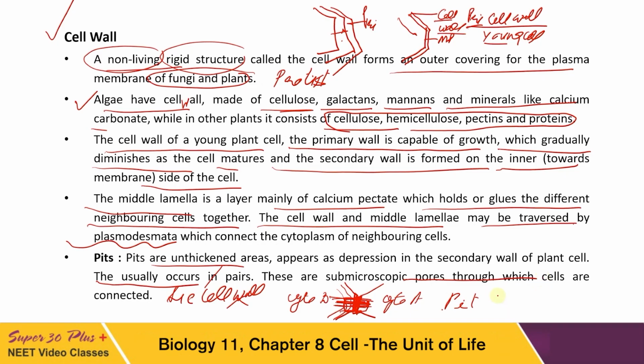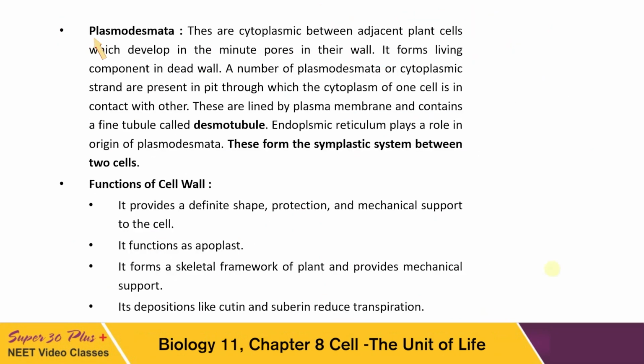You can see here that this is one cell, this is another cell, and here is an area where the secondary cell wall is absent, and this pore is known as a pit. Through this pit cytoplasmic connections are there. Is it right? Okay, now we have to see the detail of this plasmodesmata.